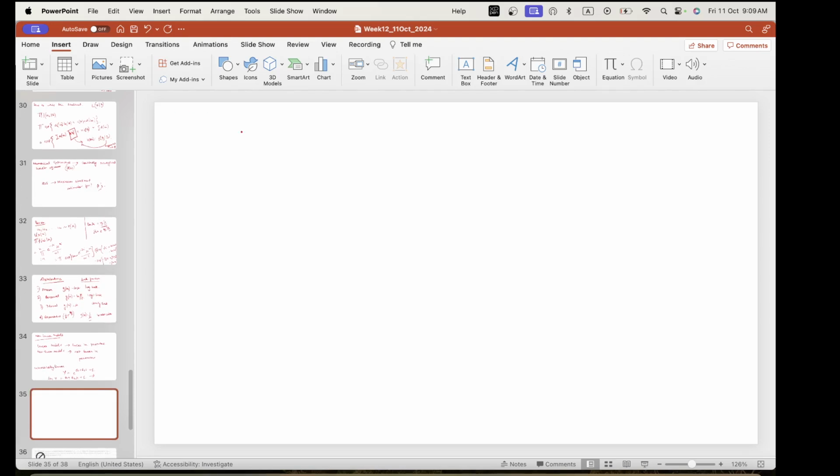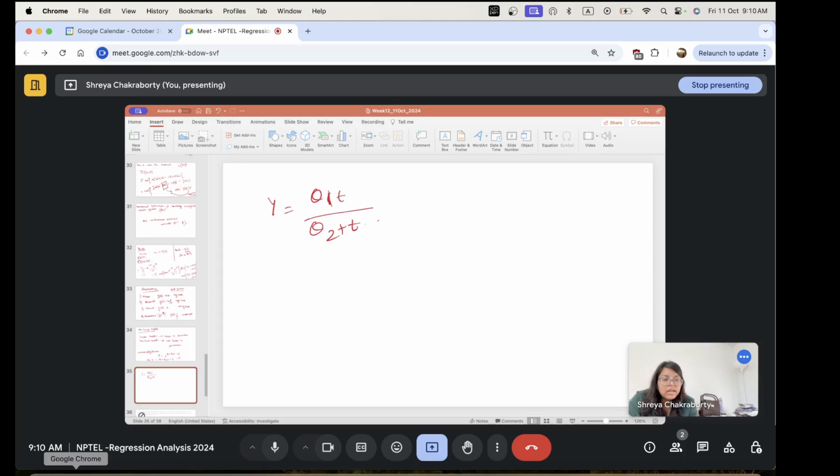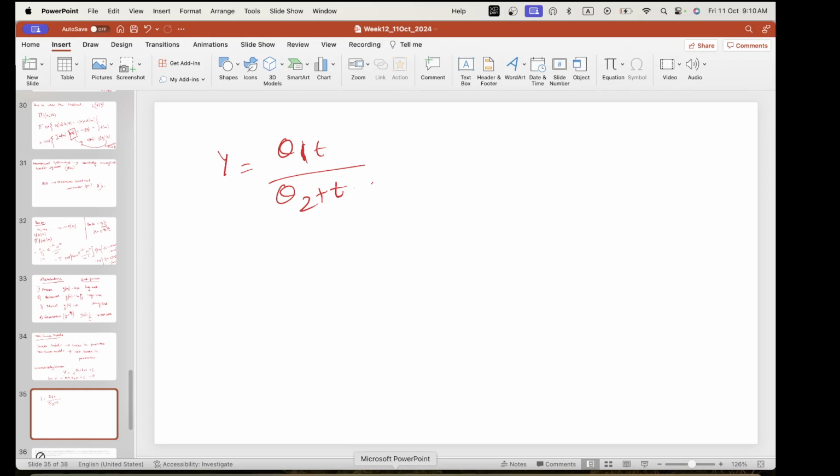But what is an example of a nonlinear model? Let's say we have y equal to theta 1 t minus theta 2 t, or if we write it as y equal to theta 1 t by theta 2 plus t. These models cannot be transformed and made linear just like that. So in that case, we could go for nonlinear estimation.